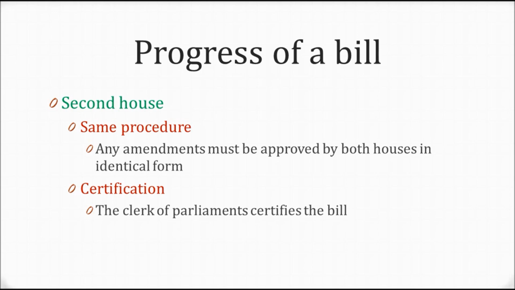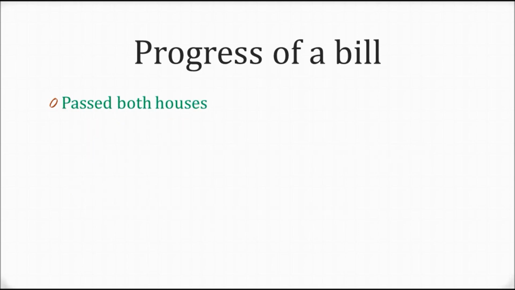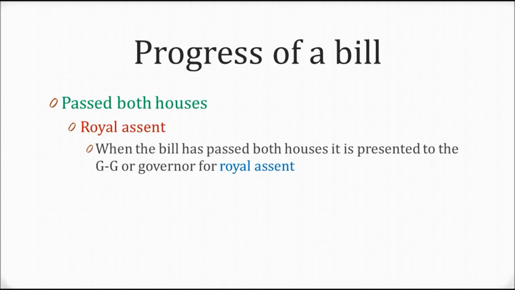There's a clerk of Parliament who certifies the bill, certifies that it's the same form of the bill that has passed both houses of Parliament. The bill is then said to have passed both houses, and it then goes to Royal Assent. It's given to the Governor-General or to the Governor to sign. Once the bill has passed both houses, it's presented to the Governor-General or the Governor for Royal Assent.